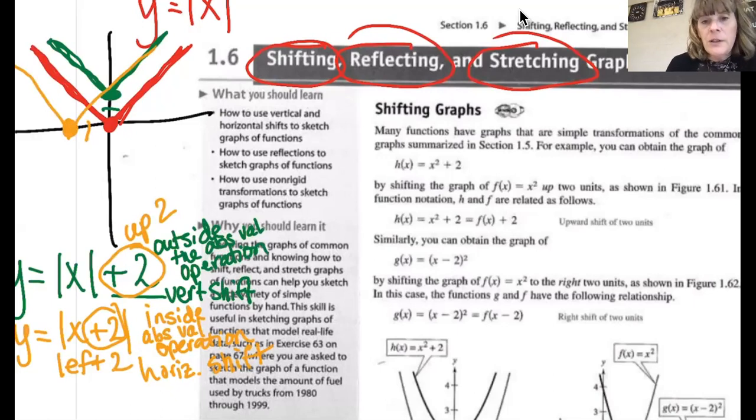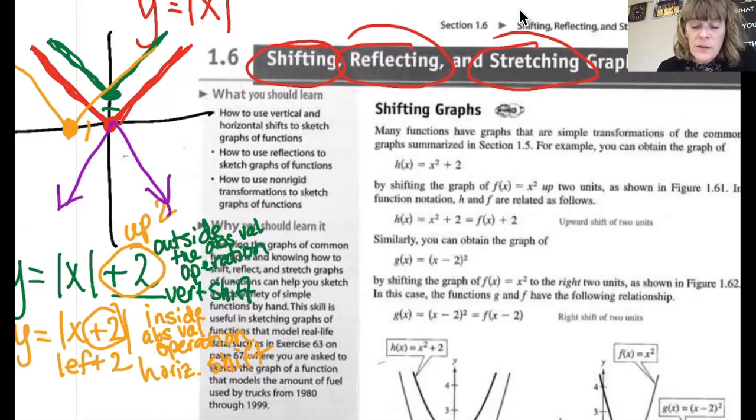A reflection is where we're going to reflect that over the x-axis or the y-axis. In this particular case, if it was a reflection over the y-axis, it would give us the exact same graph. If it's a reflection over the x-axis, then we would be looking at a graph that looks like this. And we'll get to what that looks like later.